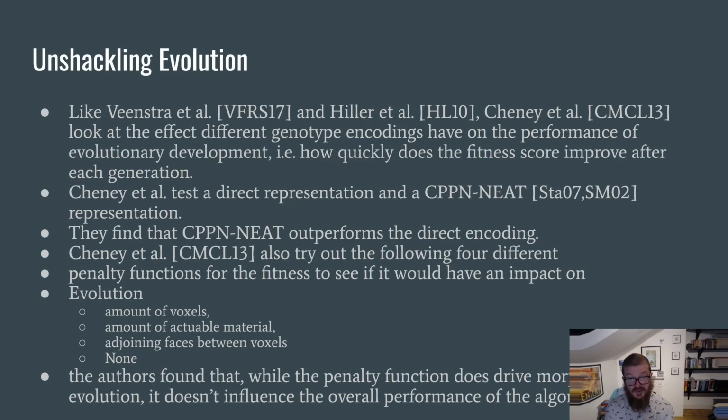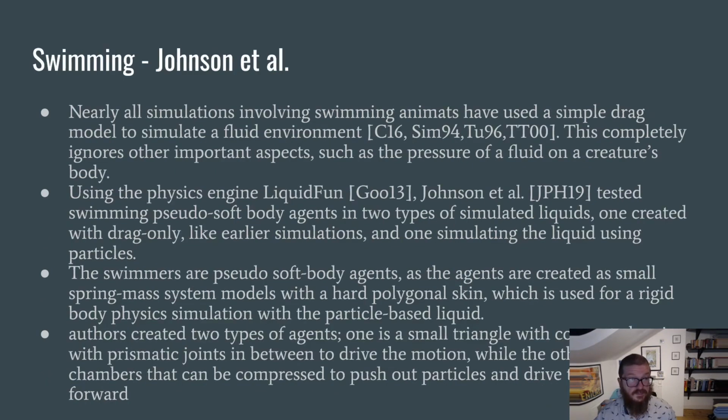The voxel-based soft-body creatures consist of two different types of voxels: active and passive. Active voxels contract and expand at a specified frequency, while passive voxels are either soft or hard. Nearly all simulations involving swimming animats have used a simple drag model to simulate a fluid environment. This completely ignores other important aspects such as the pressure of a fluid on a creature's body. Using the physics engine LiquidFun, Johnson et al. tested swimming pseudo-soft body agents in two types of simulated liquids. One created with drag only, like earlier simulations, and one simulating liquid using particles.